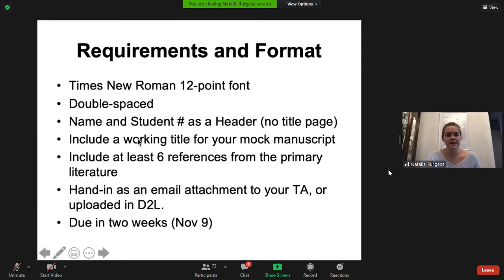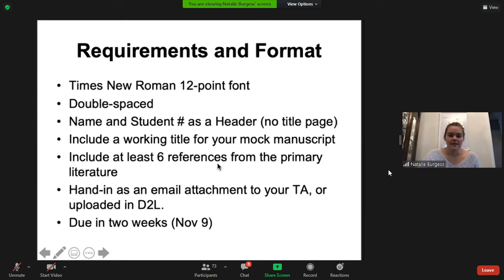It's going to be double spaced. You have to have your name and student number as a header. You're not doing a title page, but you do need to include a working title for your mock manuscript. So titling it Results and Discussion or Lab 5 is not sufficient. You need to have a working title that's more than 2 or 3 words. It needs to be a full title.